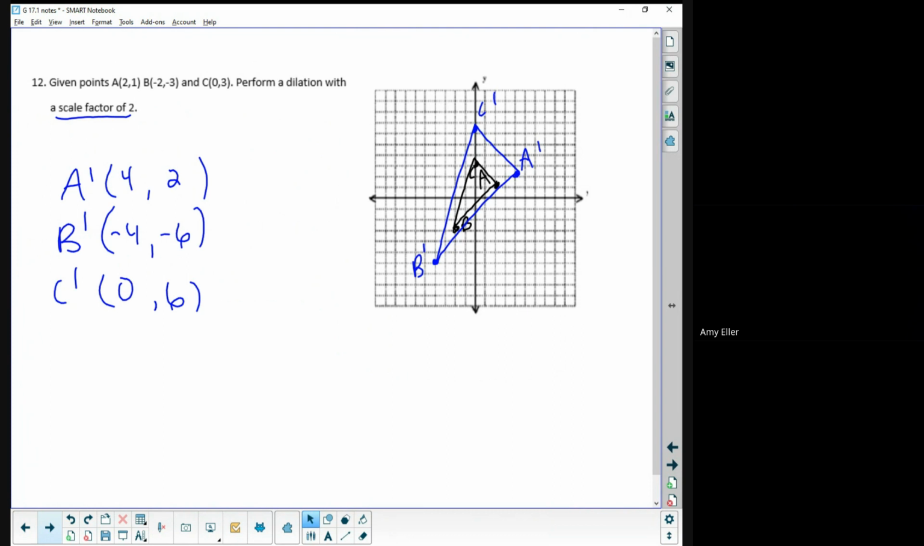Questions on number 12. Check your paper, make sure you have A prime, B prime, C prime. Those are easy points you don't want to miss on a quiz just because you forgot to label.